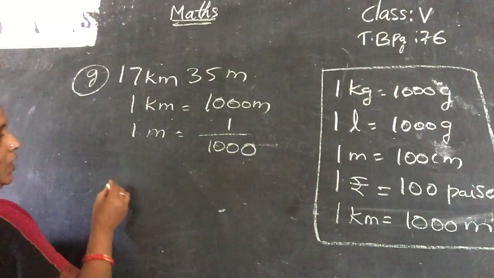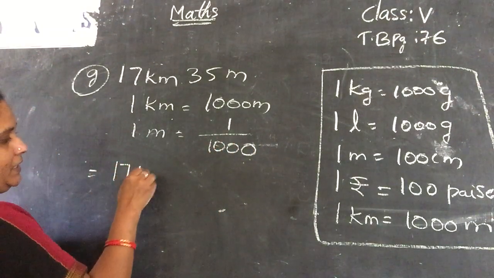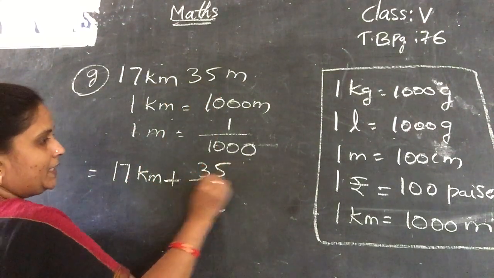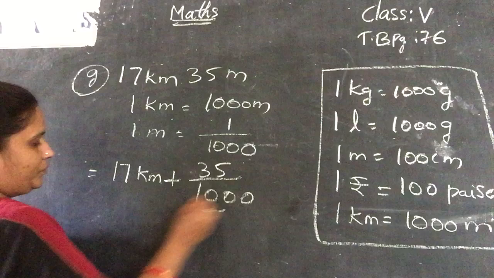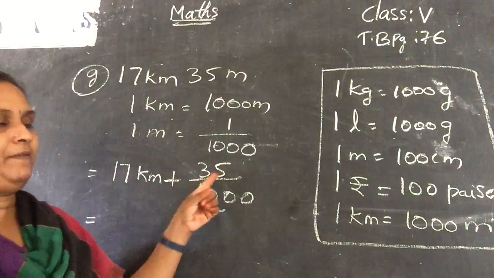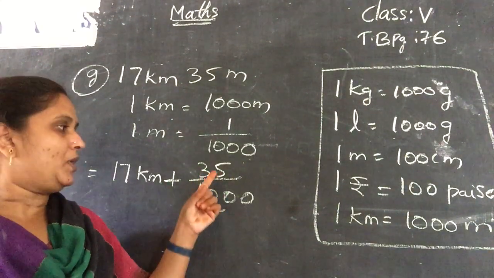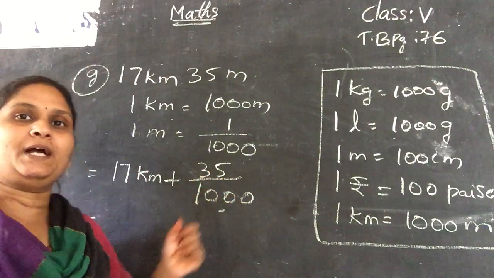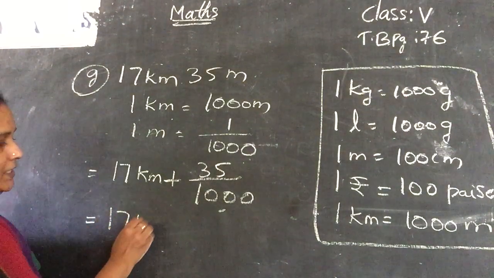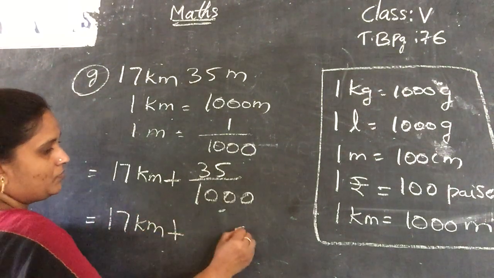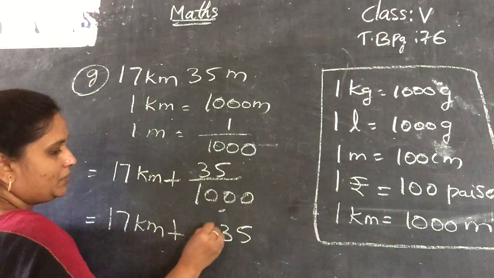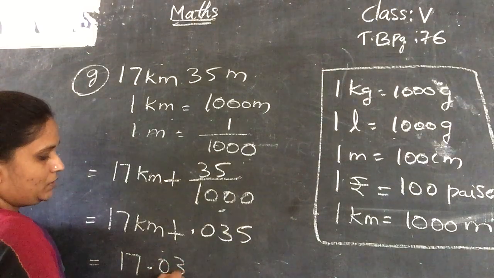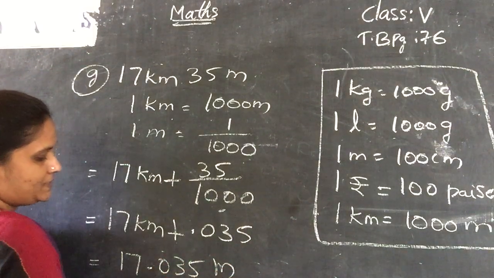1/1000. Okay, so now 17 kilometers plus 35/1000. So here 35 comes under the last 2 digits, because 3 and 5, 2 digits are there now. So in the last 2 zeros you have to write the 35. It means 17 kilometers plus 0.035, then you can write 17.035.